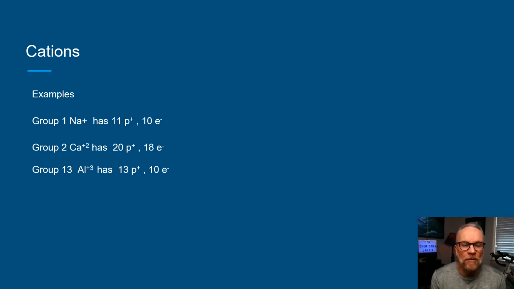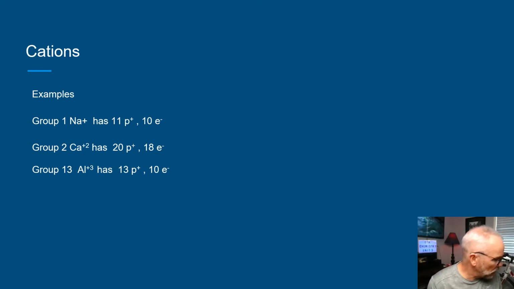Examples here are sodium, calcium, and aluminum. Sodium's in group 1, so it loses 1 electron. So when it is sodium, it has 11 protons, and when it loses 1, it becomes like neon, the noble gas that's above it on the periodic table. Group 2 loses 2 electrons. So calcium has 20 electrons, and when it loses 2, it has 18 electrons, and 18 electrons would be like argon. And aluminum loses 3 electrons to become like neon as well.